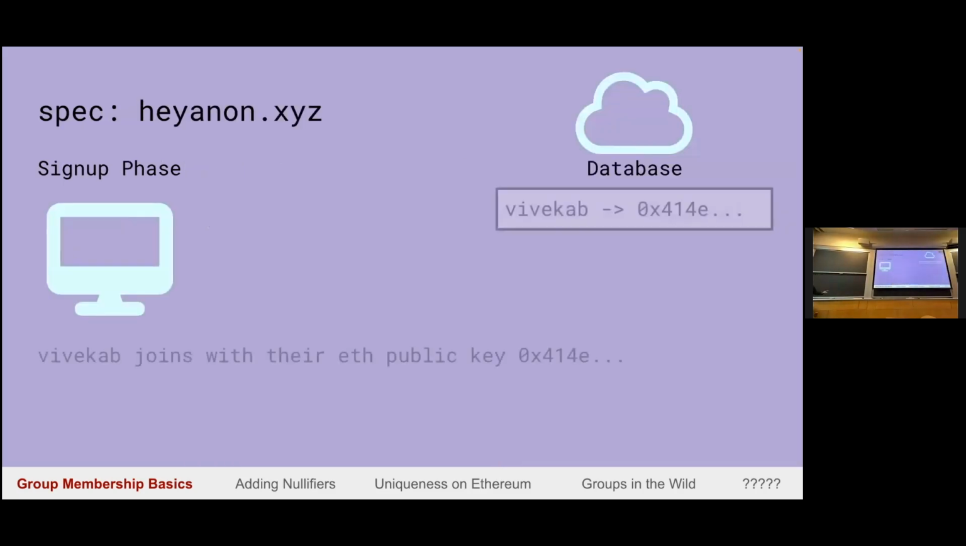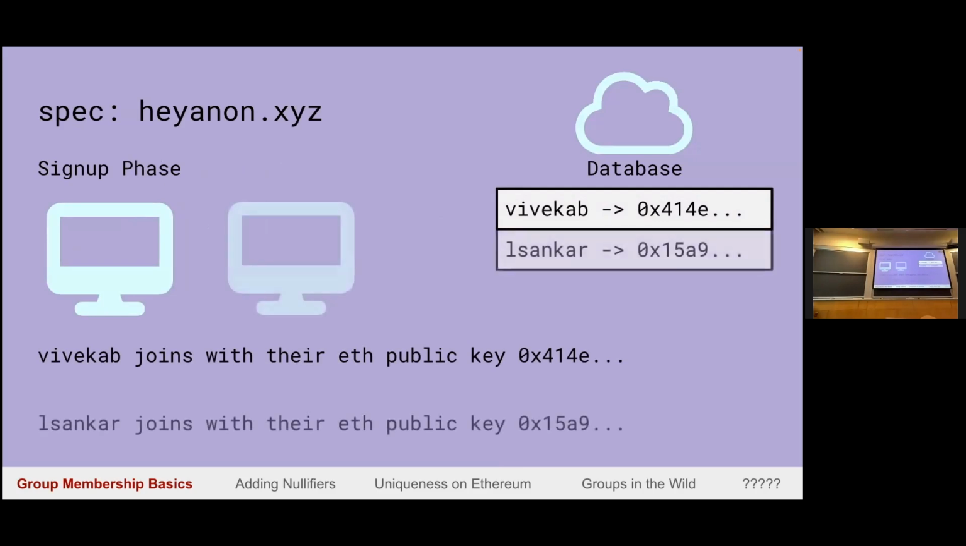The sign-up phase looks very similar, except instead of joining with hash of secret, you join with a public key. And implicitly, Vivek is the only person who knows his own ETH secret key. As more people join, they get added to the database of the group that we're trying to prove membership in.